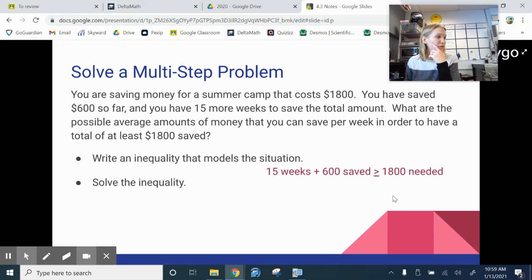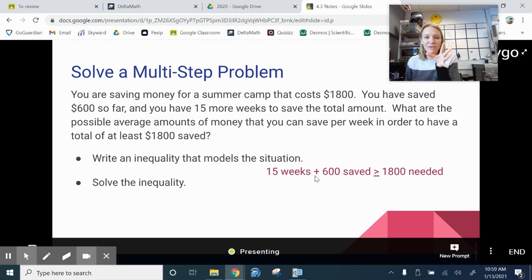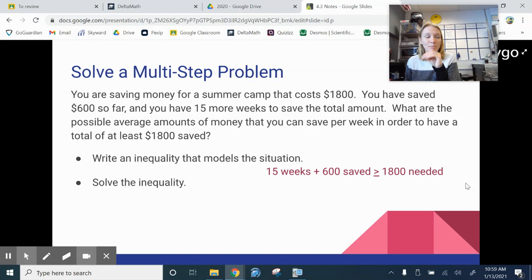So I'm going to fill this in. It looks kind of like this. I have 15 weeks, plus I have 600 saved, and I need at least, I'm going to use greater than or equal to $1,800 needed. And then I'm going to condense that and write it as an inequality without all the words in it. So 15W plus the $600 has to be greater than or equal to $1,800. So there's our inequality.